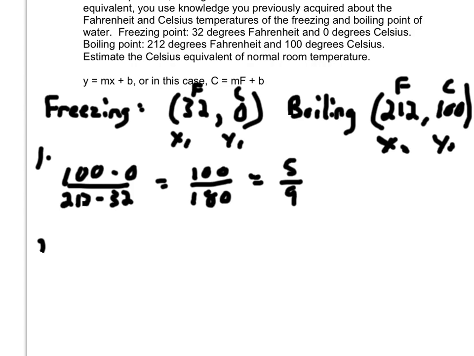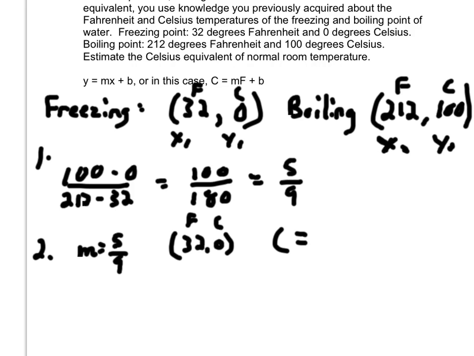Now step 2 is to use our slope and a point together. Now in this case, to me it makes sense to use this one since it's got a 0 there, and zeros are usually pretty easy to work with. Okay, and these are lower numbers. So we're going to have the point 32, 0 is the one I'm going to use here. And we have Fahrenheit and Celsius, so we're going to put this in Celsius equals m times Fahrenheit plus b format. We need to solve for b.